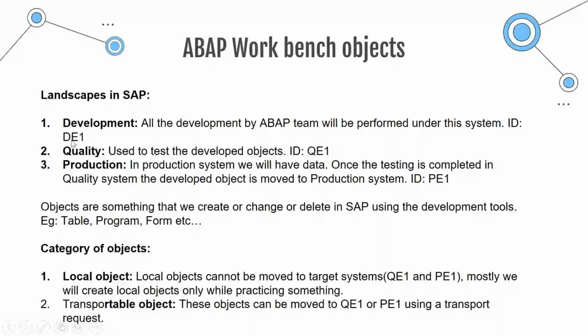Then the quality system. The quality system is used to test the completed development objects. You have completed the development in the development system, but it might not be possible for the functional consultant or the users to test the development object there because there is normally less data in the development system. So we have to move our code to the quality system so that it can be tested.